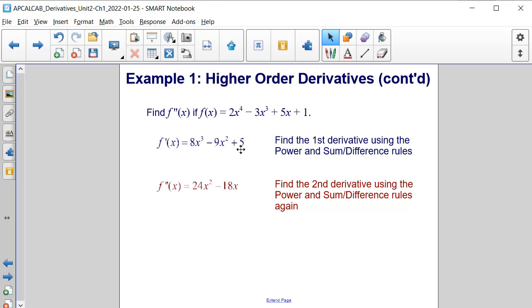And once we have the first derivative, we can use it to find the second derivative by taking the derivative of the first derivative. Again, we're using the power and sum and difference rules. So 3 times 8 is 24, x raised to the second power, which is 1 less than 3, minus 2 times 9 is 18, x to the first power, or x.